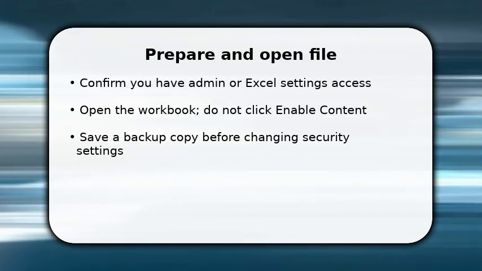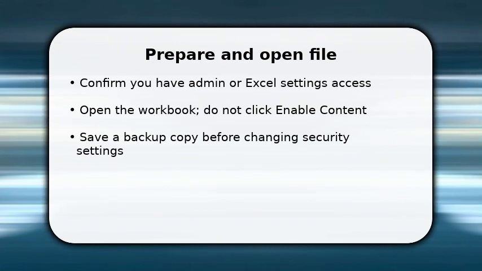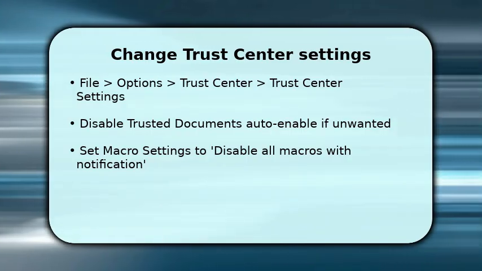If you lack admin rights, pause and request permission, because the steps that follow change Trust Center settings and macro behavior at application level. You now change Trust Center settings to stop Enable Content prompts from causing harm while keeping control. Go to File Options, Trust Center settings, and choose Protected View and Macro settings deliberately.